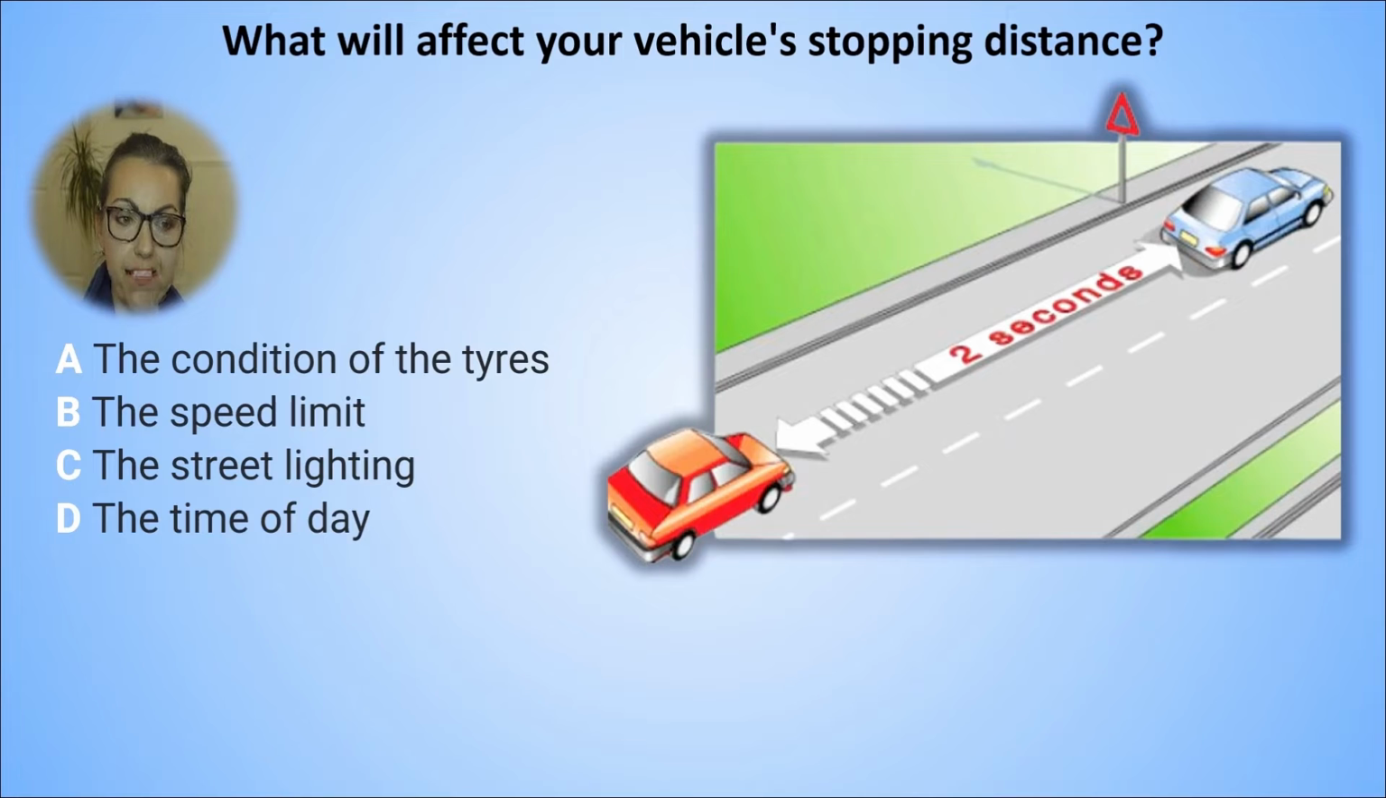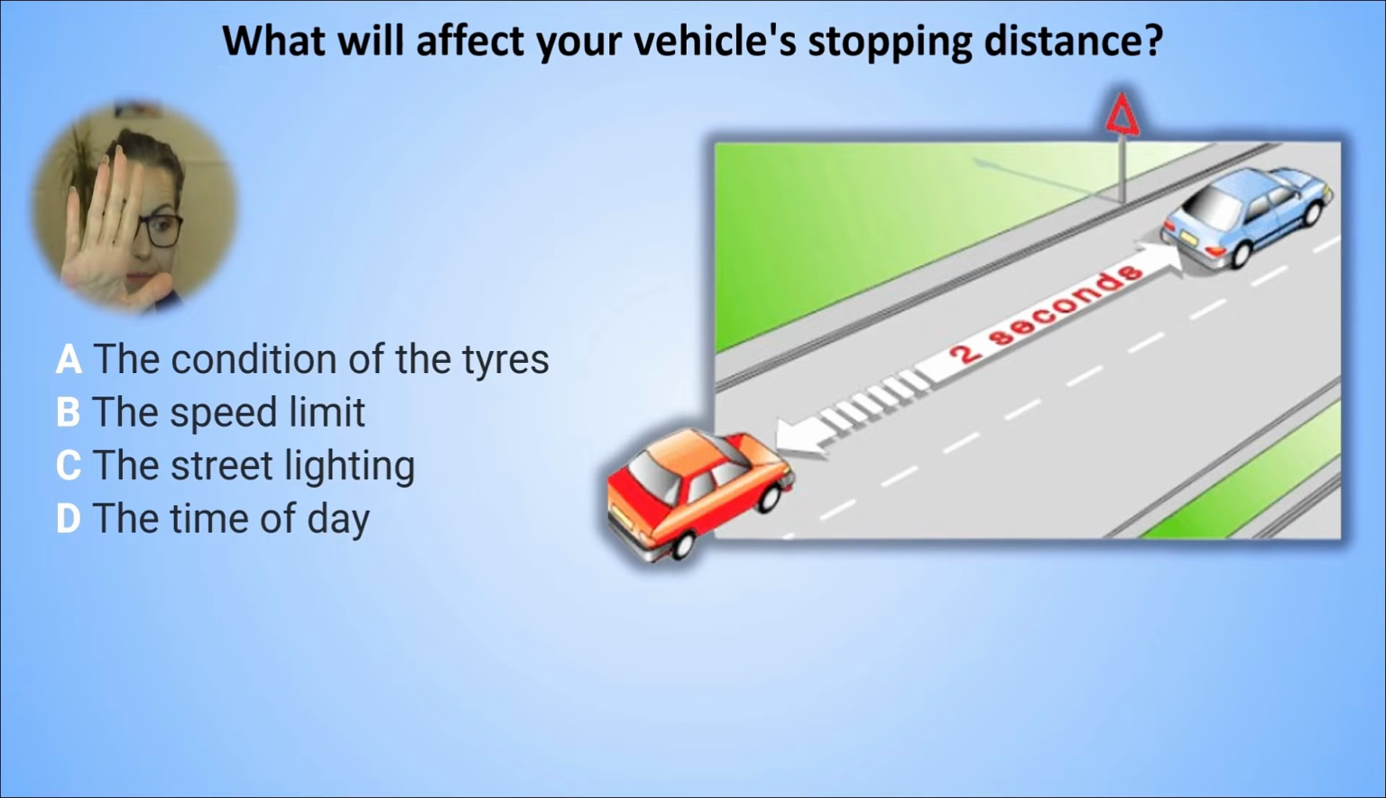Next question. What will affect your vehicle's stopping distance? A. The condition of the tires. B. The speed limit. C. Street lighting. D. The time of day.